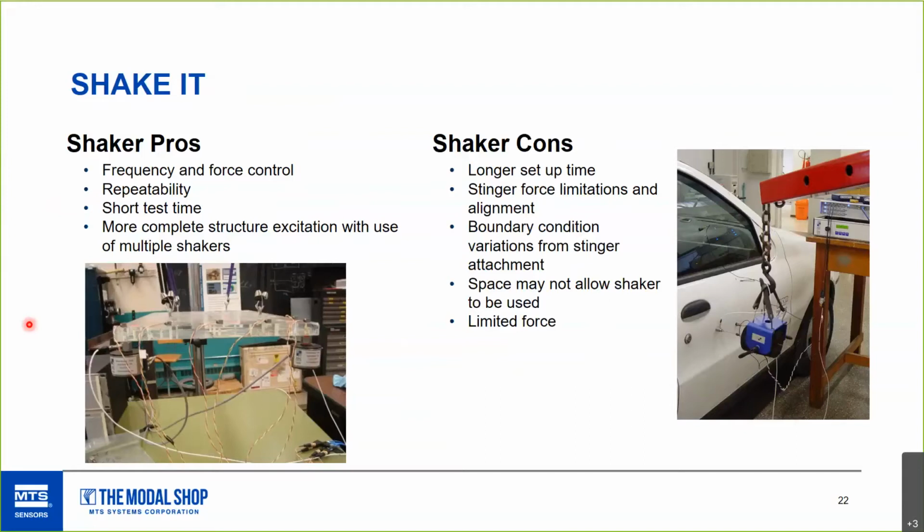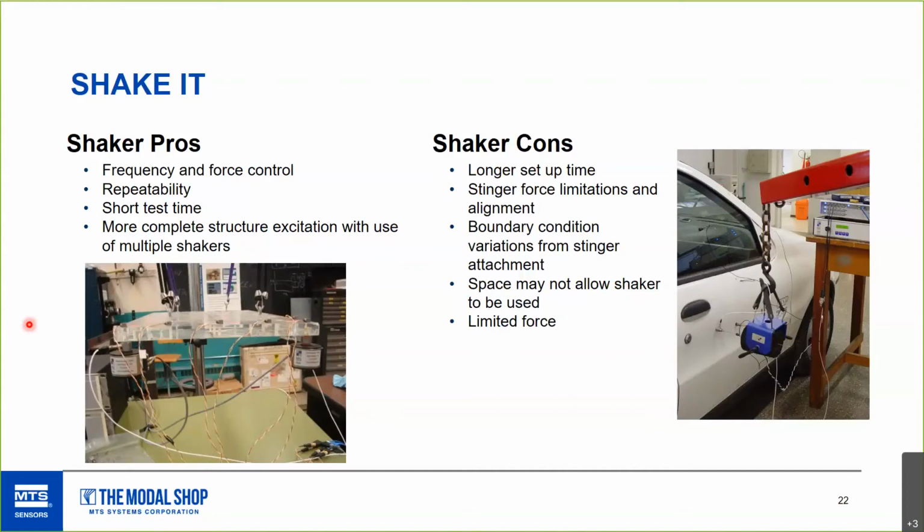So if it's a larger structure and you need to shift that around to excite a different area of the structure that you couldn't really get energy to at your first input point, that's something you do. A little more work though. So that's kind of leading into the shaker cons, is that it is a longer setup time, more care into aligning the stinger as you're connecting the structure to the shaker. And you do have some force limitations with the shaker that you don't necessarily have as significantly with the hammer.